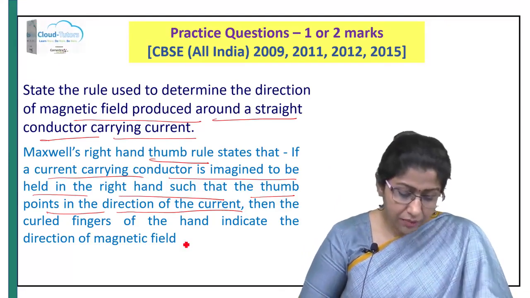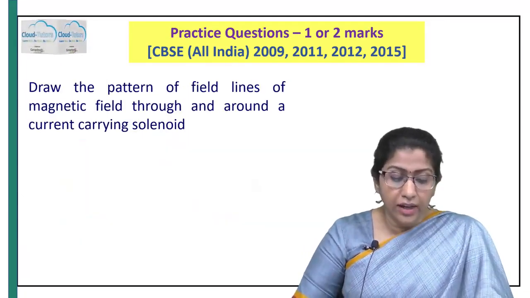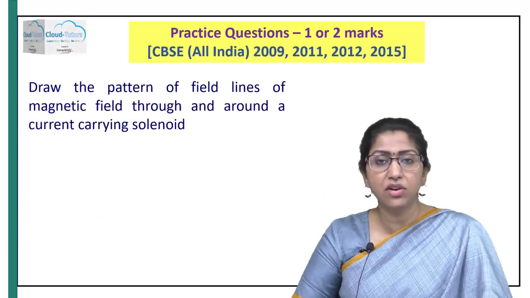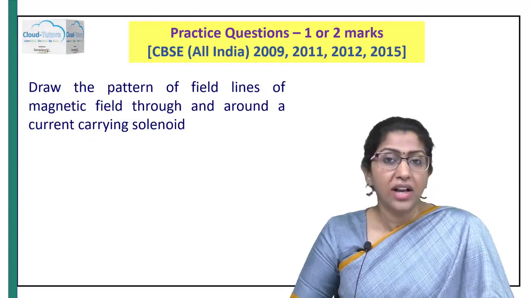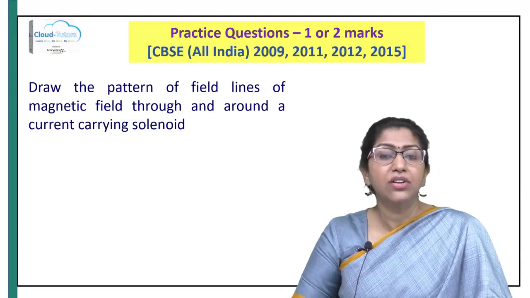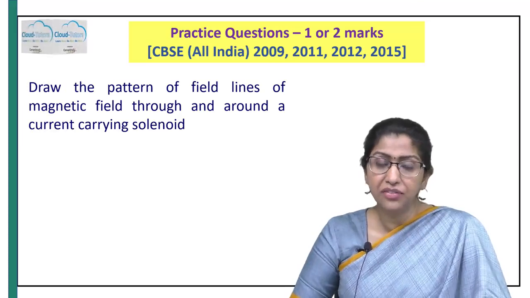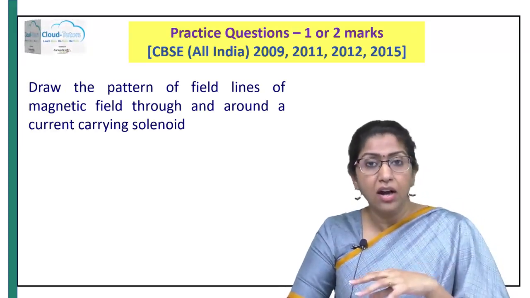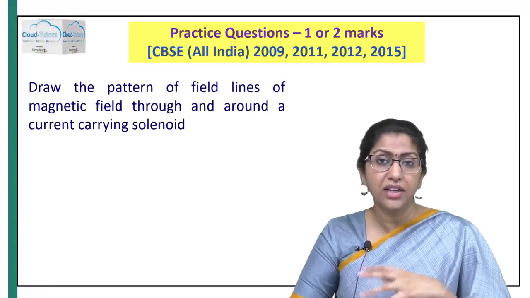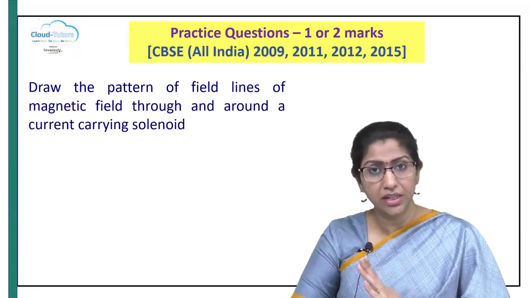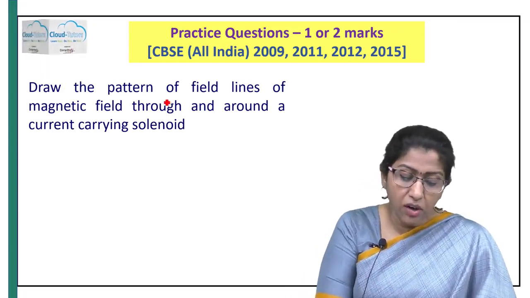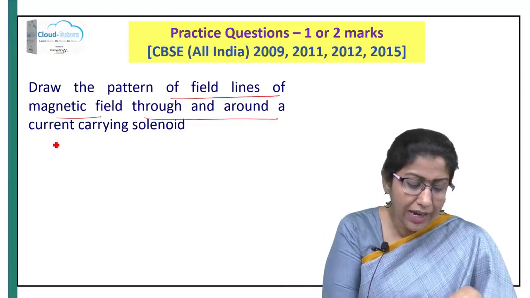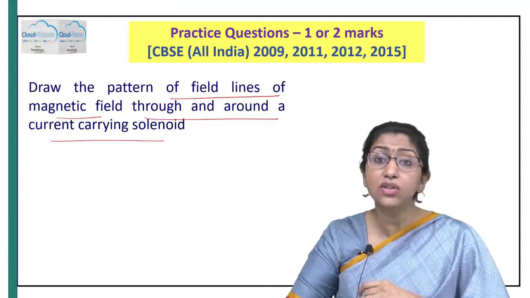All right. Now, next one. Here is a question which is not definition based, you don't have to write anything, but you need to remember the pattern of the induced magnetic field, and the magnetic field lines that are there around the current carrying conductor when we pass the current through it. So what is the question? Draw the pattern of the field lines of magnetic field through and around a current carrying solenoid.